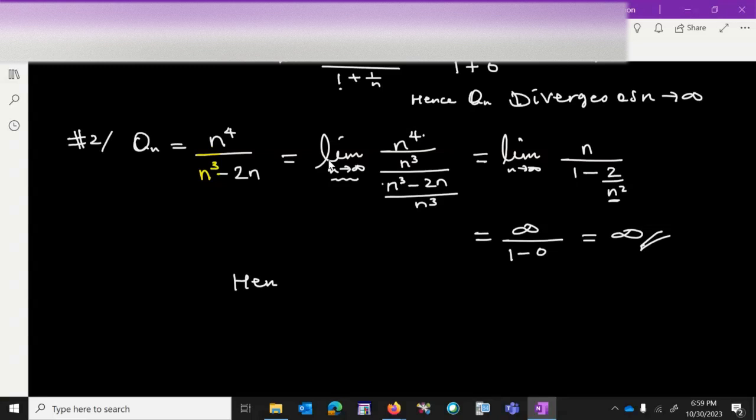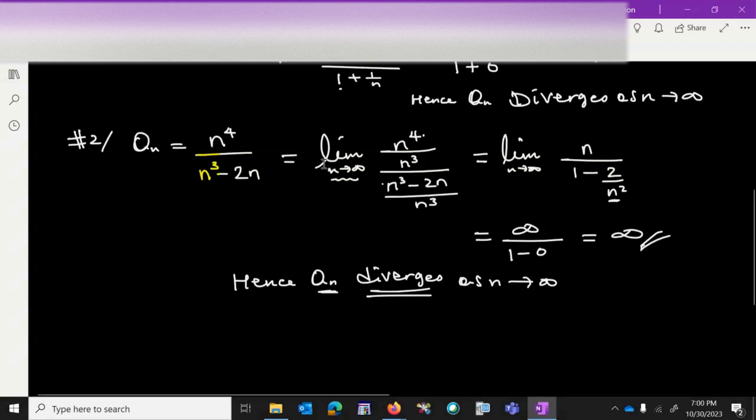So again, as a conclusion, my sequence a sub n diverges, because this limit is infinity as n approaches infinity. So my sequence diverges.